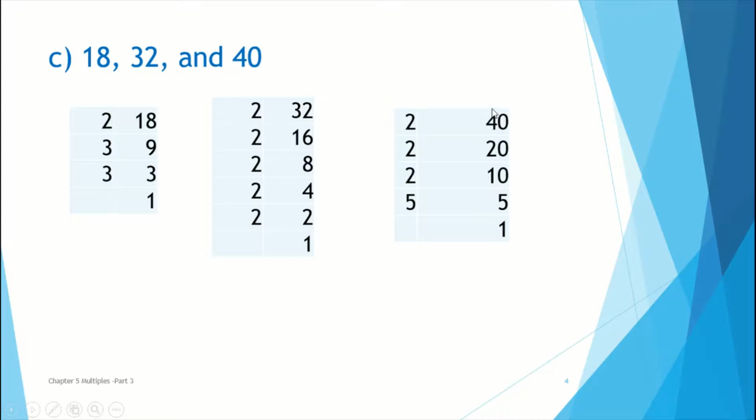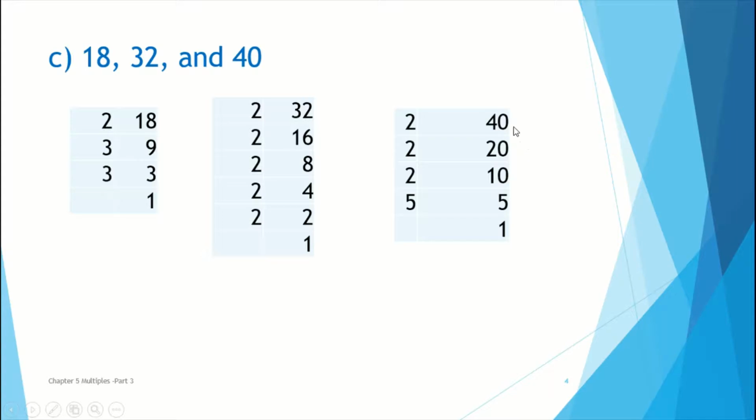Similarly as we have done for 18 and 32, we can do it in the same way. Now 40 is an even number, it can be divided by 2. So 40 divided by 2 gives you 20 as the quotient.